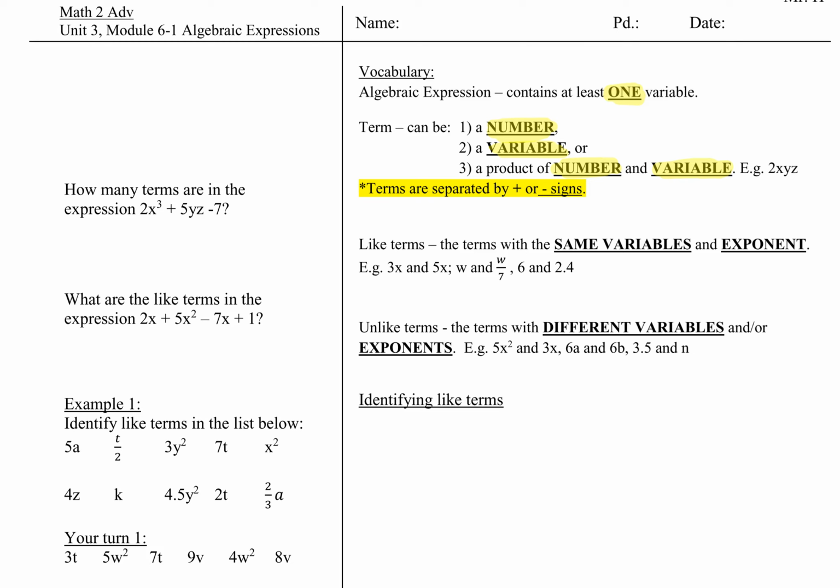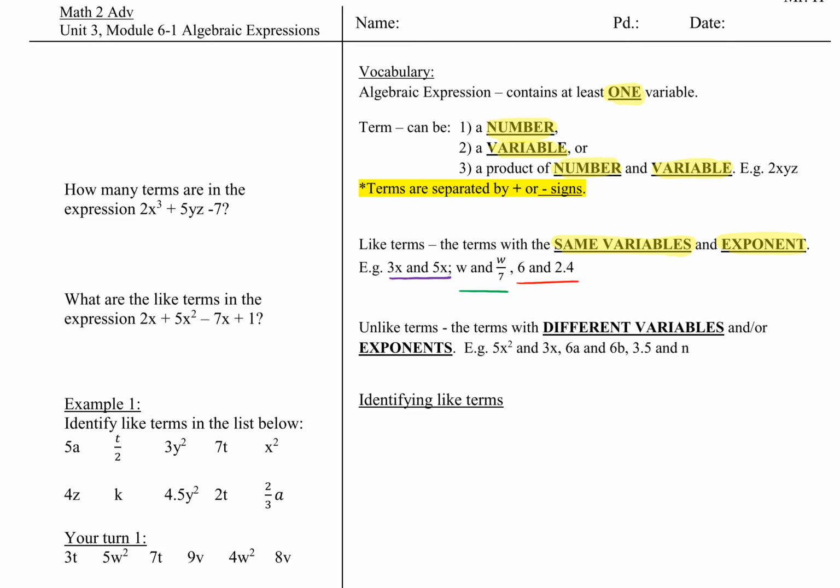Like terms are terms that have the same variables and the same exponent. So, for example, 3x and 5x are like because they both have an x in them. W and w divided by 7 are like because they both have a w. 6 and 22.4 are like because they are both numbers.